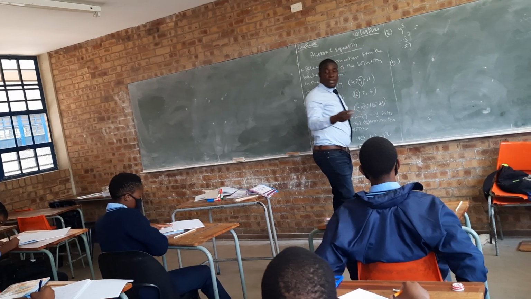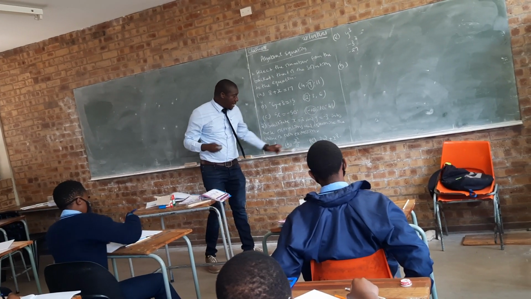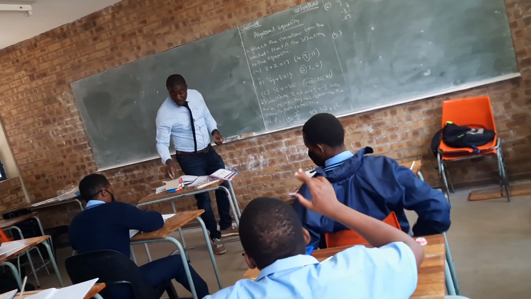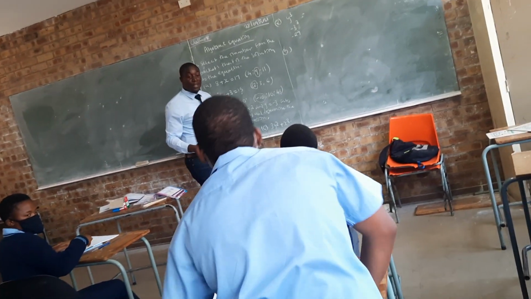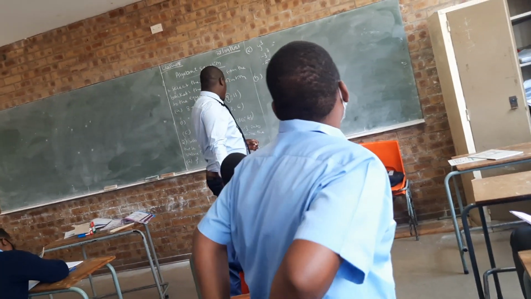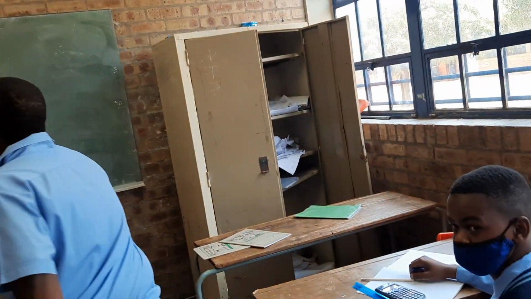And B, we have number B. Anyone can come and do number B. And anyone can come and do number C. Yes, can we come and do number C? Yes, Ephraim. Do number B, and do number C.